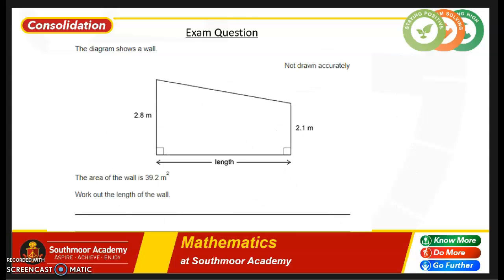Pause the video to allow the students a chance to have a go. So the diagram shows a wall. The area of the wall is 39.2 meters squared. Work out the length of the wall. So you need to work out the height of the trapezium. Okay? Work it by yourselves or with a partner. Okay, I'm going to put the answers up on the screen now.